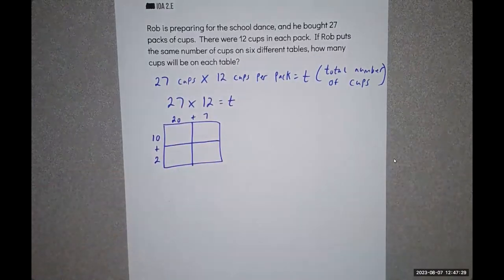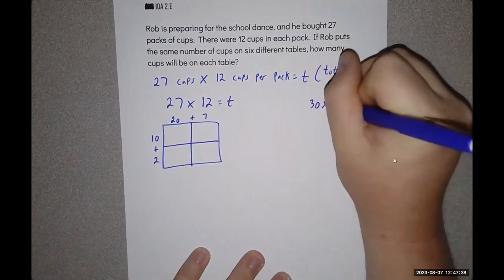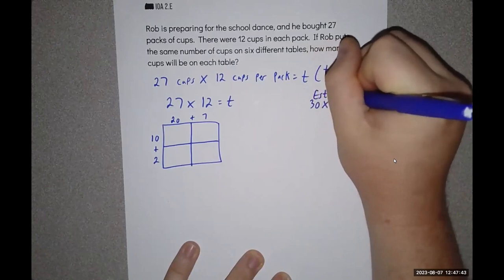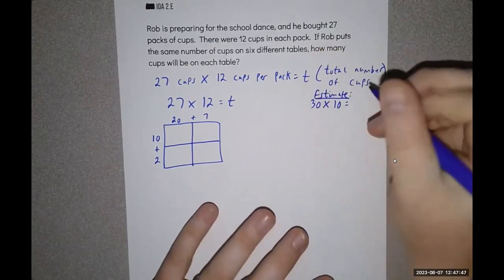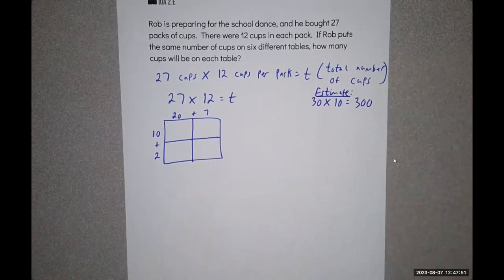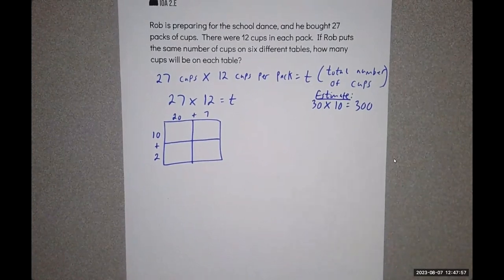Now, before I go and solve this, I'm going to use my estimation to help me make sure my answer is going to be in the ballpark. So when I look at this, I see this as it's pretty close to 30 times 10. So for my estimate, I know that 30 times 10 is 300. So when I get my answer to this, it should be around 300. We want students to be able to use reasonableness to try and determine if their answer is correct or not.